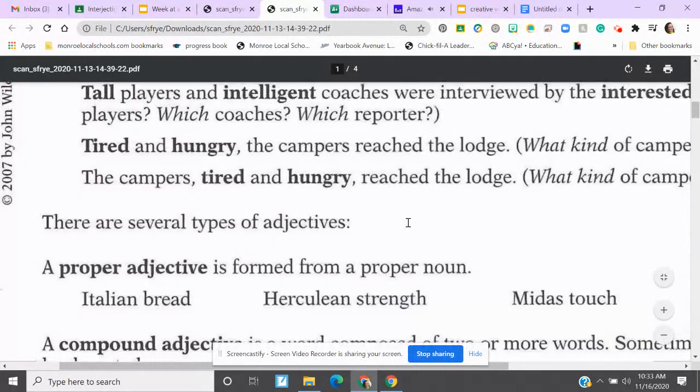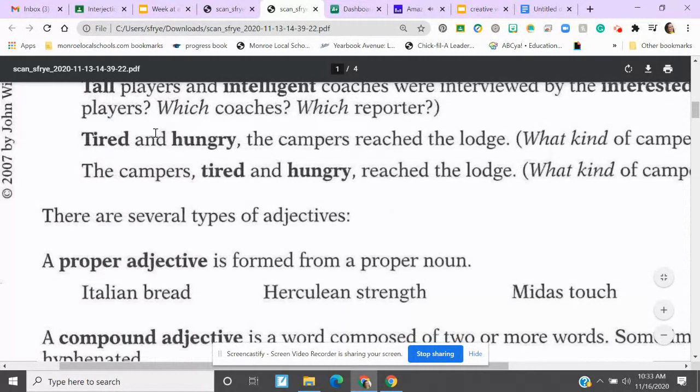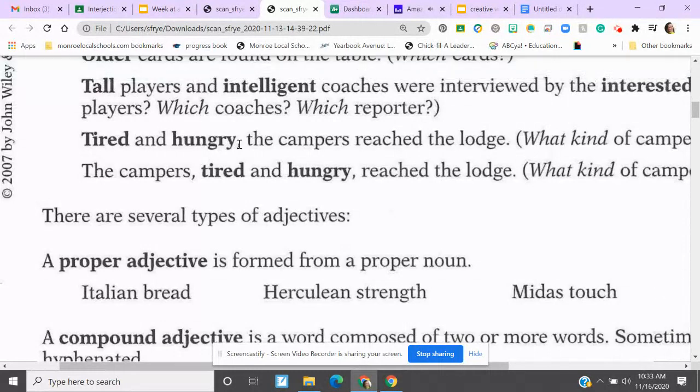However, you look at this example: tired and hungry, the campers reached the lodge. Who is this describing? The campers. Good. But it can come after. You can say the campers, tired and hungry, reached the lodge. And so we still have tired and hungry describing the campers. I could also have a sentence that says, the campers reached the lodge, they were tired and hungry. Those are still adjectives describing the campers, the they. So they don't always come right before the word. Keep that in mind.